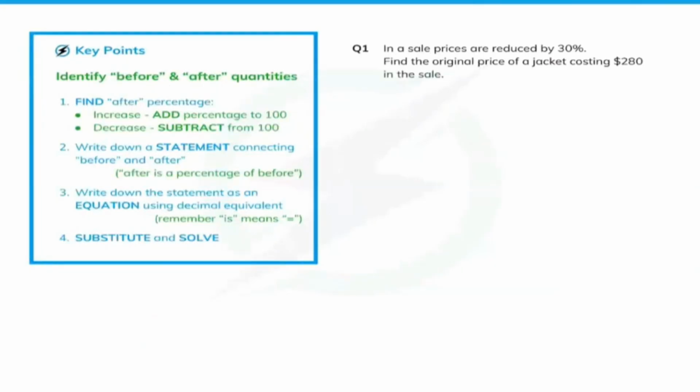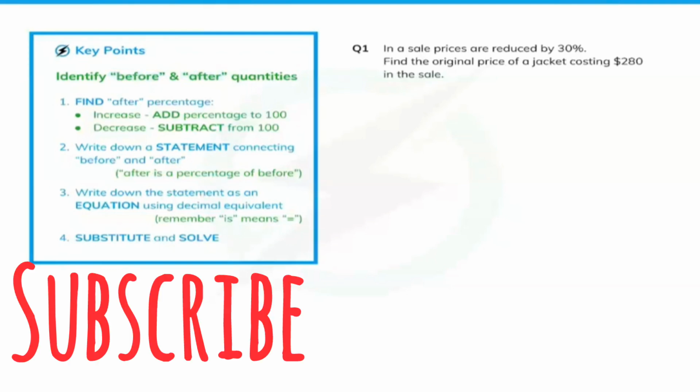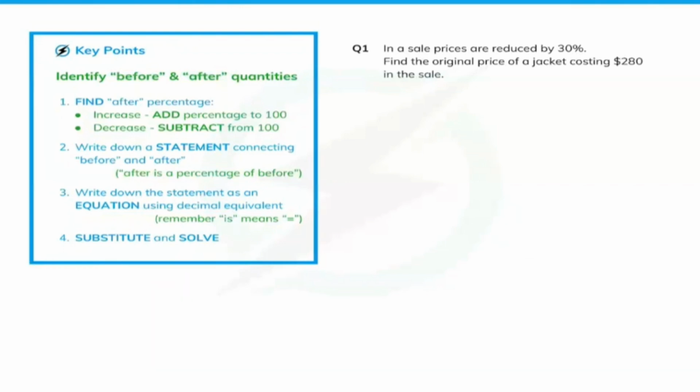Reverse percentages. In fact, we're going to deal with it in exactly the same way as we deal with percentage increases and decreases. So let's see. The first thing we're going to do is identify before and after quantities. That's before the percentage change and after the percentage change. And then we're going to find the after percentage. So what have we changed to?